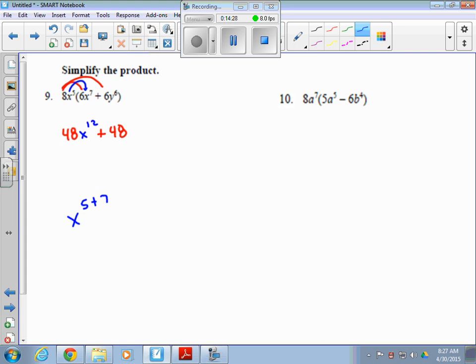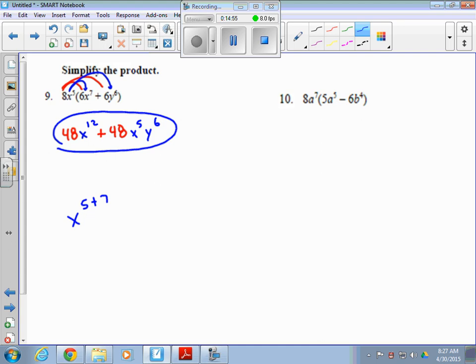Also multiply x to the 5th times y to the 6th. Now, those are not the same variables, but they're still there. So it becomes x to the 5th, y to the 6th. You do not add 5 plus 6 right there because they are not the same variables. This is distributing 8x to the fifth to both of those terms.